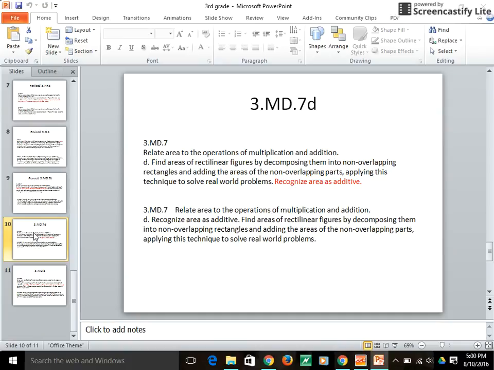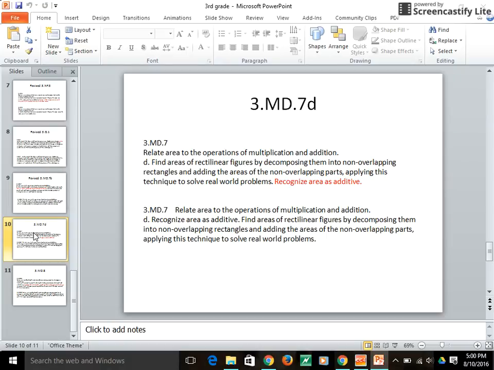And then also, 3MD7. This is another one of your area standards. And this was really just a rearranging of the words. In the feedback of the standards on this one, it starts out with recognize area as additive. And there were a ton of questions on this standard on what does that mean exactly? What does that mean? How do we teach that?